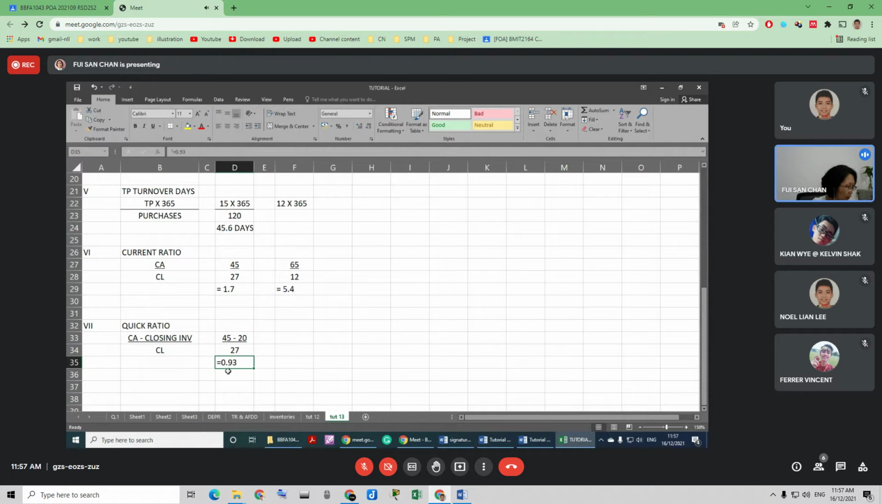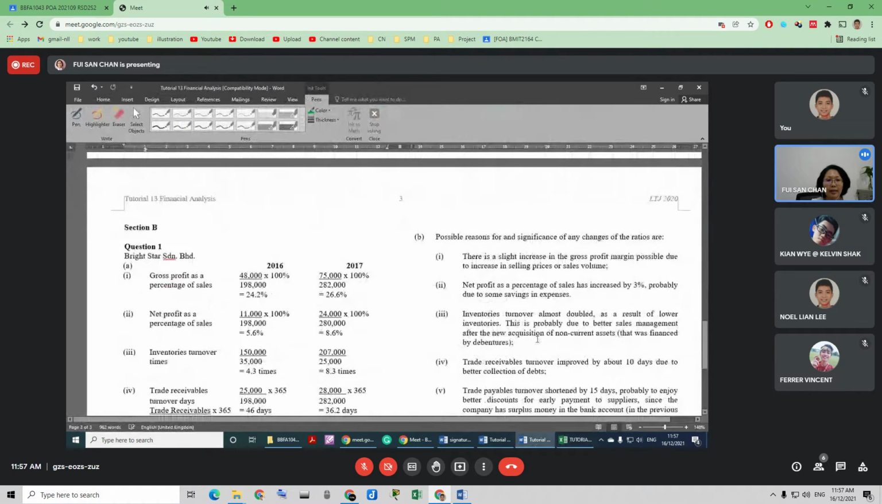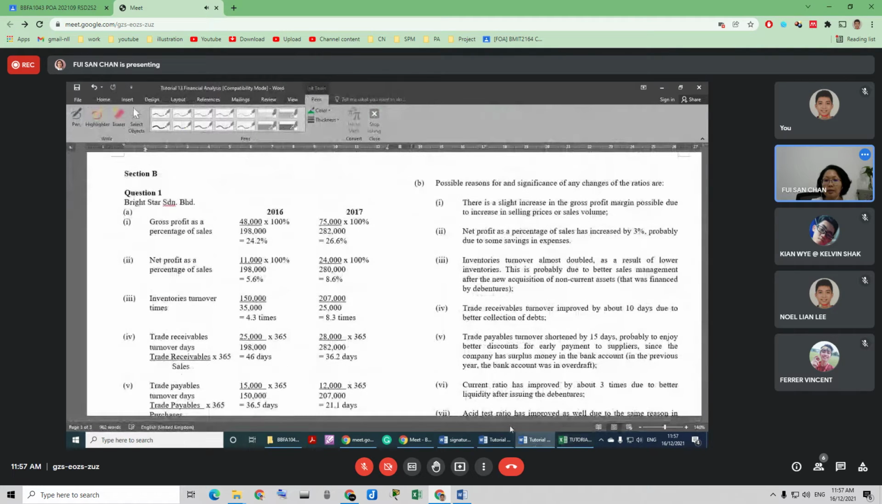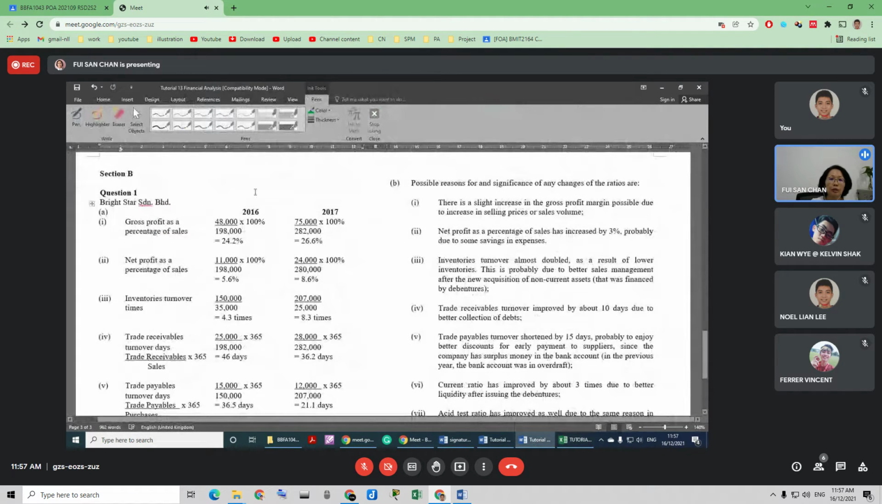Now, for 2017, since the current ratio is high, the quick ratio is definitely also high. Now, for the comment part, how do you write it? Let's see from here. You have to look at the number, the ratio, also.